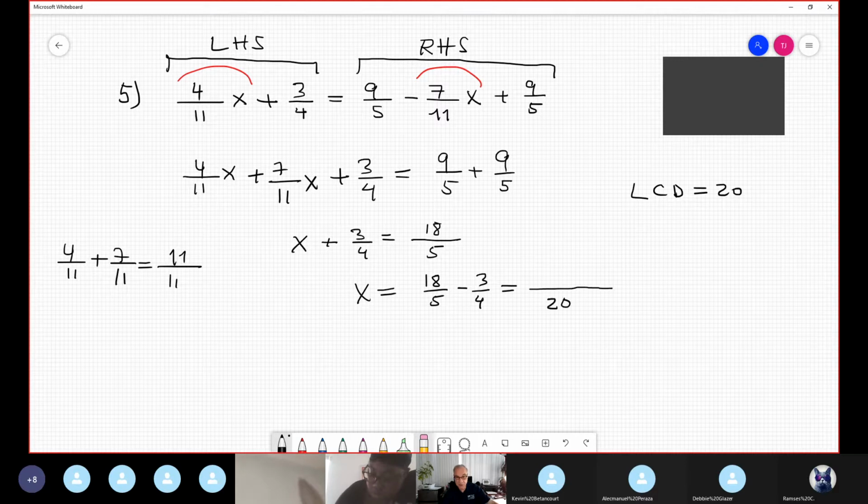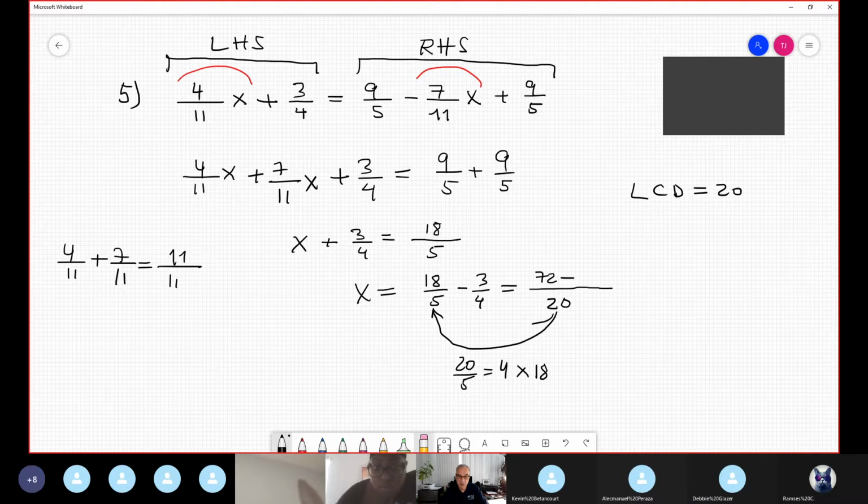Then 20 divided by 5 is 4, and 4 multiplied by 18 is 72. So the operation I'm doing is: you divide 20 by 5, which is 4. After that, 4 times 18, I get the number on top, 72. Now this fraction, 72 over 20, is equivalent to 18 over 5.